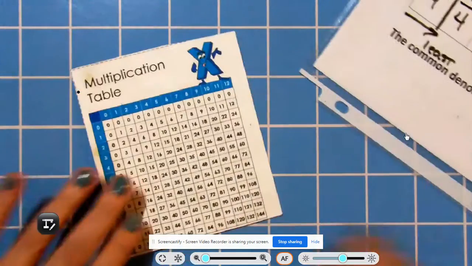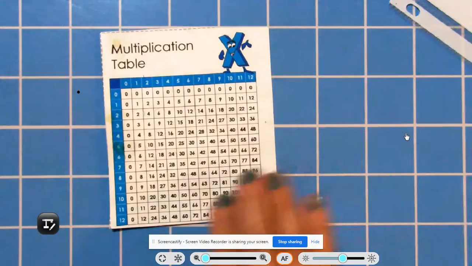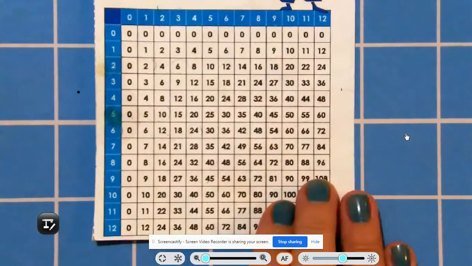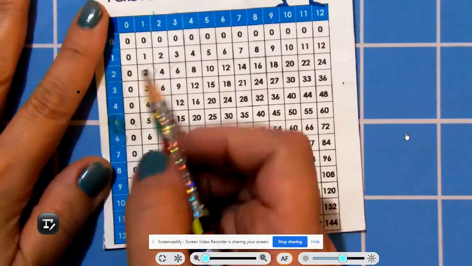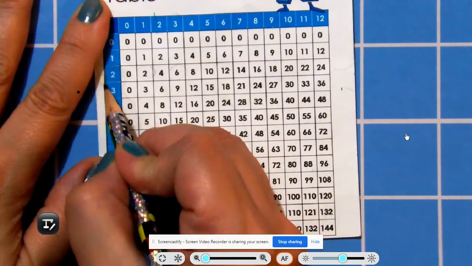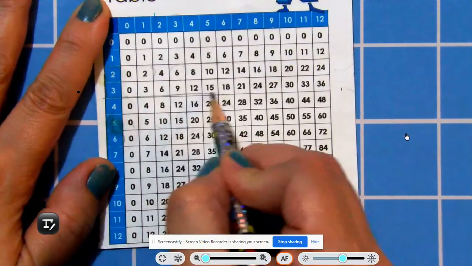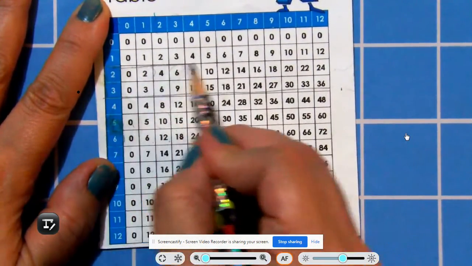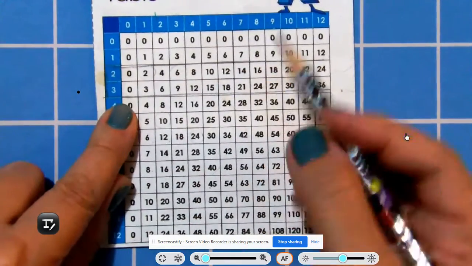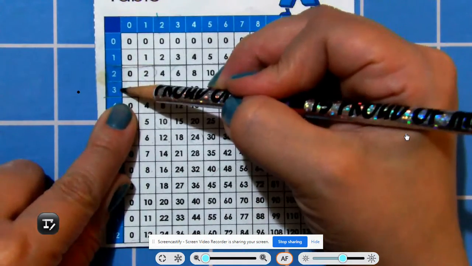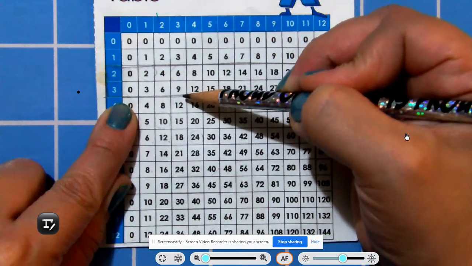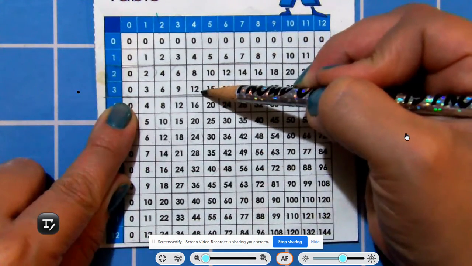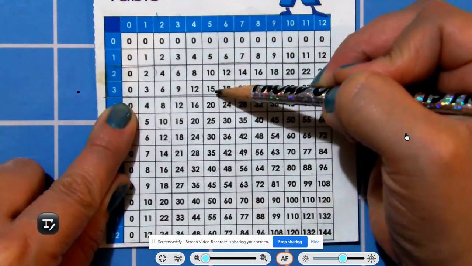One more thing, guys, don't forget that you have equivalent fractions on your multiplication table. If you're trying to find equivalent fractions for 2/3, use your row of 2's for your numerator and your row of 3's for your denominator. 2/3 is equivalent to 4/6, to 6/9, to 8/12, to 10/15.